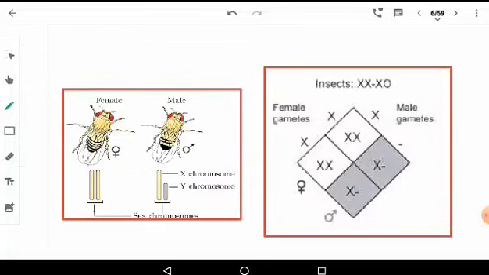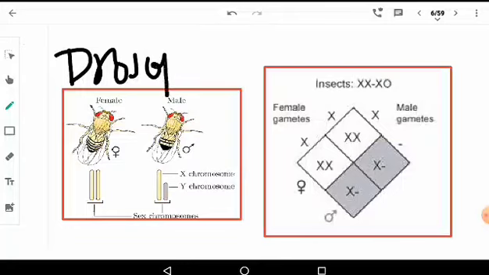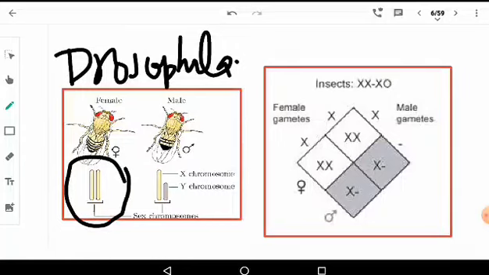As you can see over here, this is the example of Drosophila, and in the example of Drosophila, in the females there are 2 X chromosomes, and X chromosomes are longer as compared to the Y chromosome. So in the males there will be one long chromosome, that is known as the X chromosome, and there will be a short chromosome which is known as the Y chromosome.